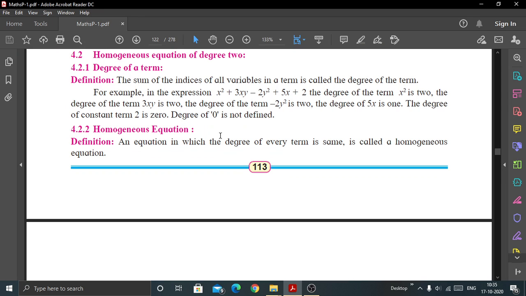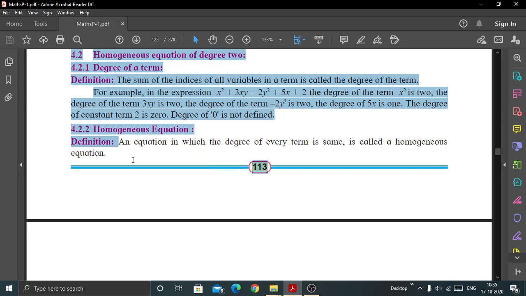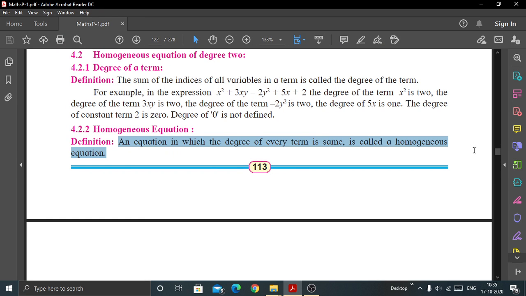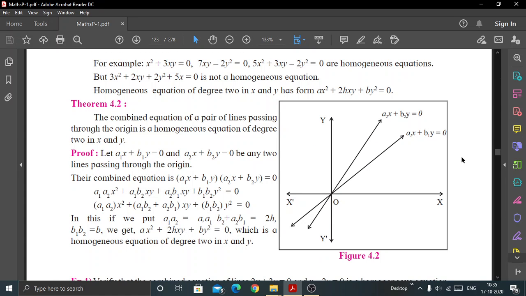Next, consider the homogeneous equation. Let us see the definition of homogeneous equation. An equation in which the degree of every term is same. Homogeneous means same. Therefore, we call this type of equation a homogeneous equation. Consider an example for this: x square plus 3xy equal to 0.